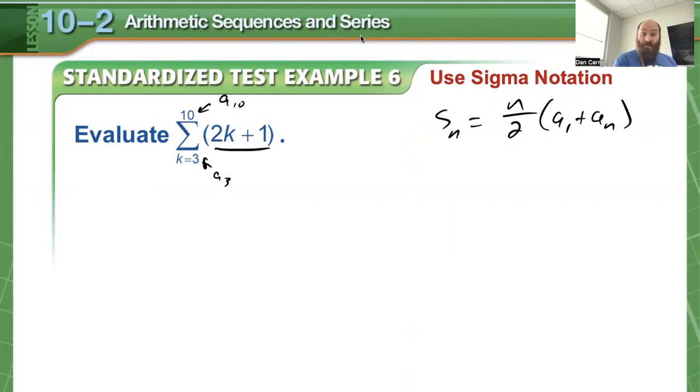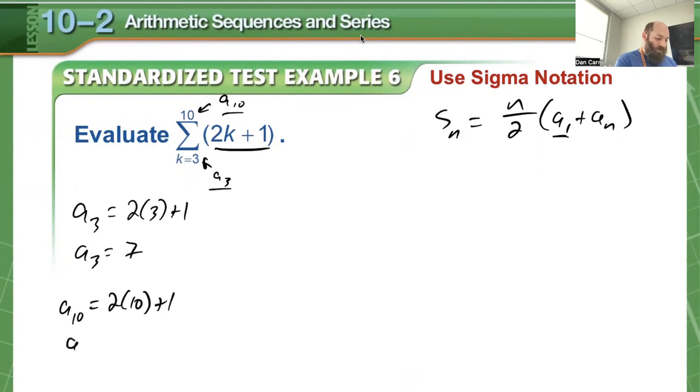So in this case, with 2k plus 1, all I need to know is this term and this term. That's going to be able to fill in these two. Okay. The n is going to be a little bit different here. Let me bring that up in just a minute. If I do a sub 3, that's going to equal 2 times 3 plus 1. That's 6 plus 1 is 7. A sub 10, I'm going to do the same idea. So 2 times 10 plus 1. So that's going to give me 20 plus 1 is 21. Okay, so I know these two values.